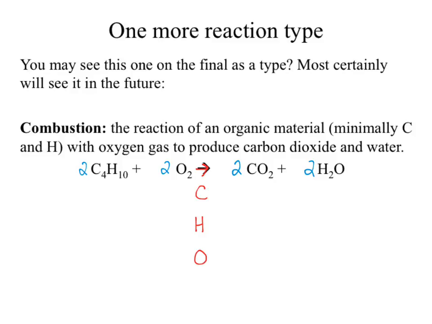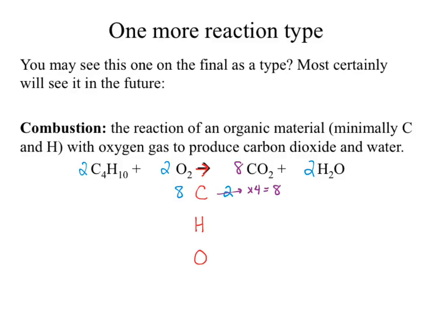How many carbons on the left-hand side? On the right-hand side? 2. How do I make that 2 get me to a total of 8 carbons on the right-hand side? Change the coefficient to what? I have to make it 8. And I make it 8 by multiplying by 4, right?